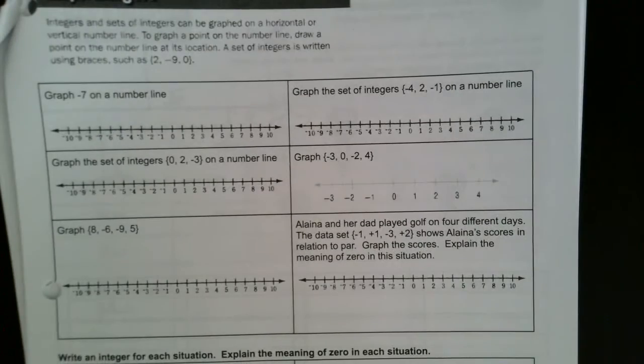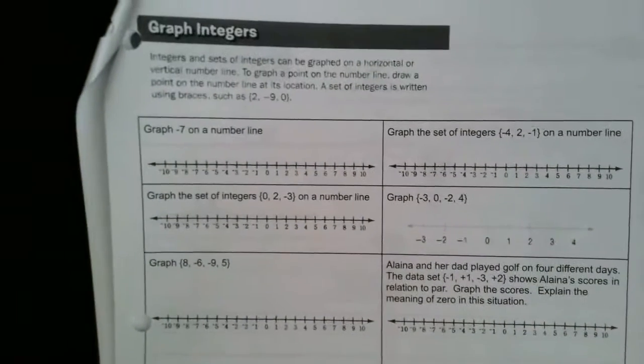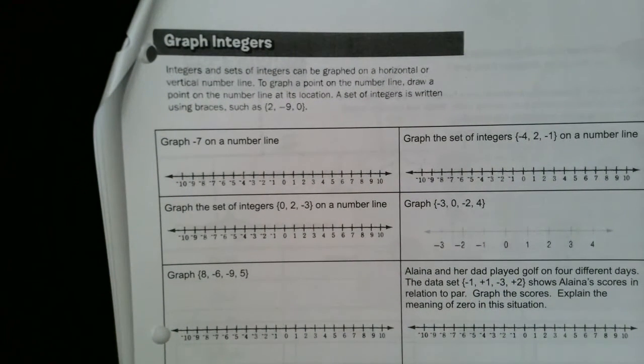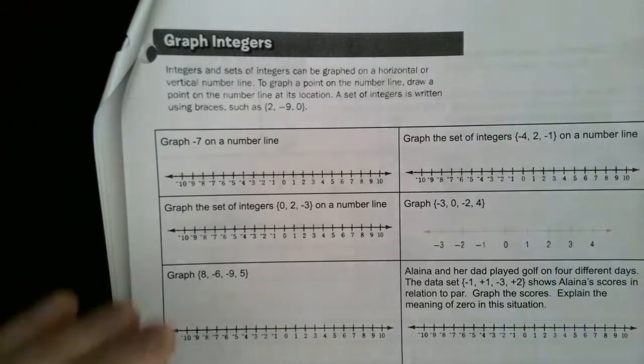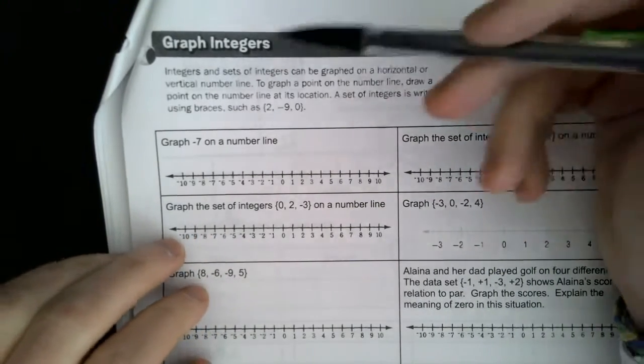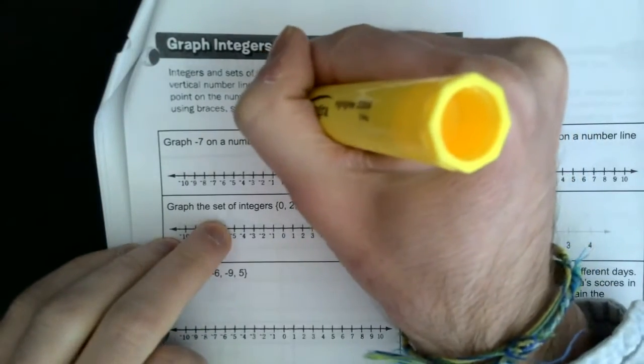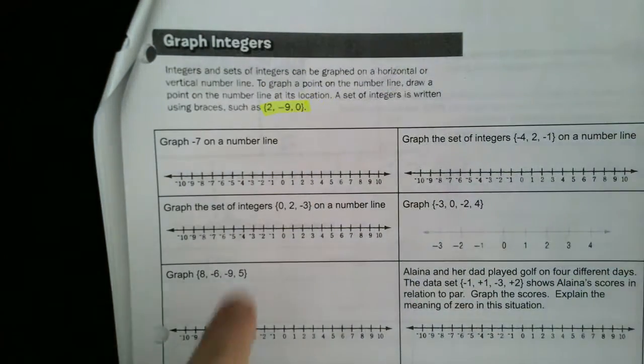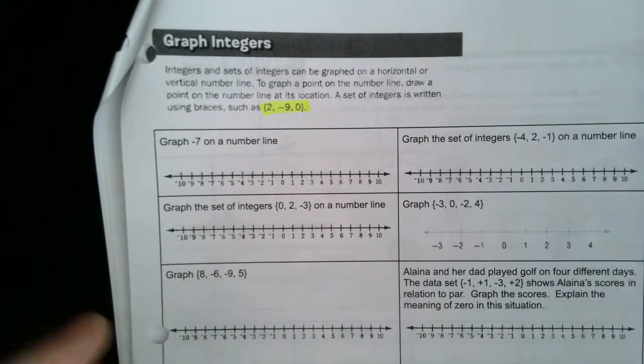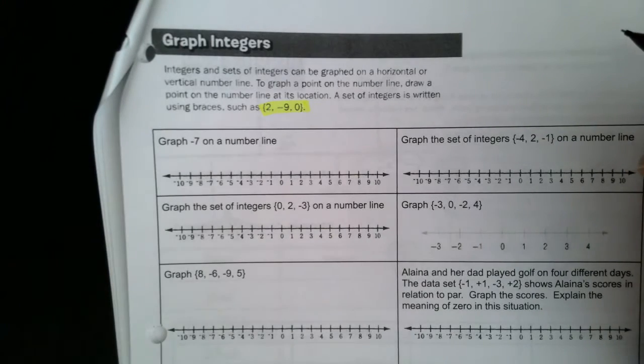All right, the last thing we're going to look at is graphing. And this is actually really straightforward. Integers can be graphed on a number line, either horizontally or vertically. And we're going to look at horizontal ones, side-to-side ones today. To put a point on the number line, we're just going to draw a point right on the number line. And sometimes you'll see a set of integers. Sets of integers will look like this, where you have braces. That'll mean you're putting 2 or more points on the graph.